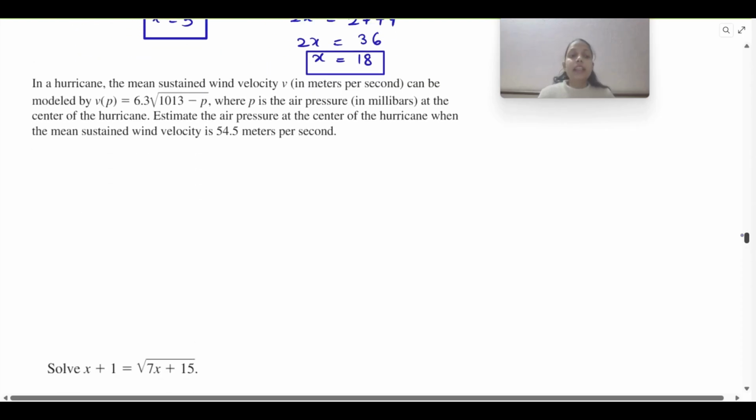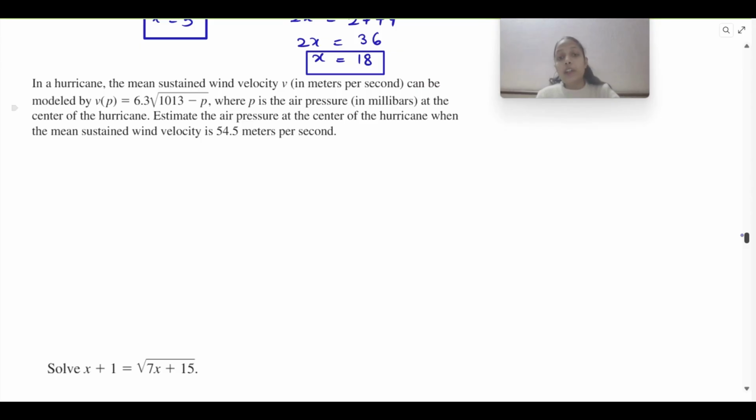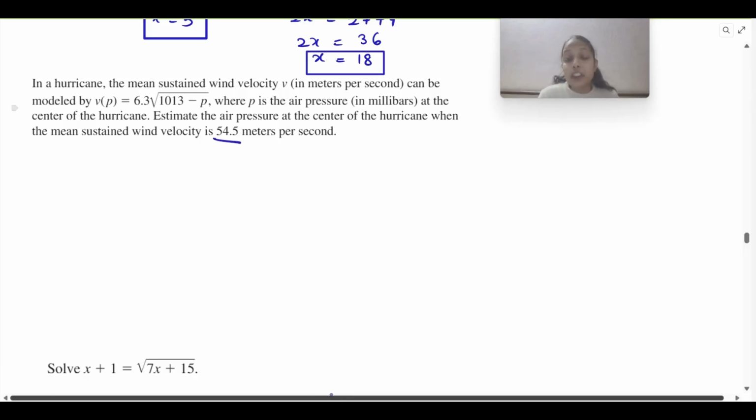The next question is, in a hurricane, the mean sustained wind velocity V can be modeled by this, where P is the air pressure at the center of the hurricane. Estimate the air pressure at the center of the hurricane when the mean sustained wind velocity is 54.5 meters per second. Velocity is provided. We have to find the pressure, P value. We have to find P when V is 54.5. The function is already given, V of P.